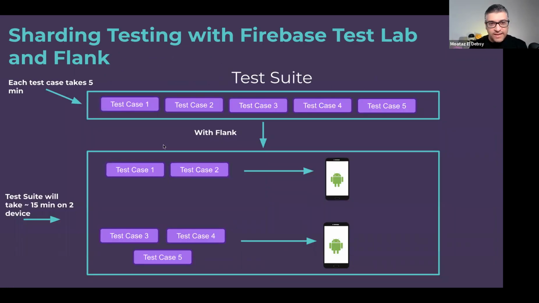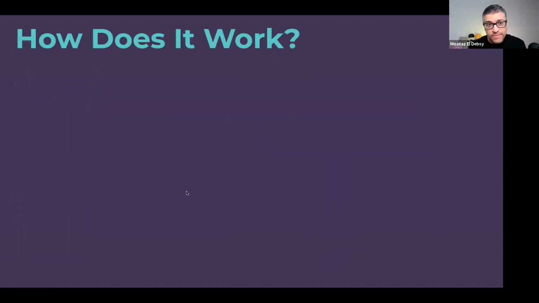So now with Flank, we will rearrange the test run. We have the same 5 test cases, but with Flank, we can now split them. If each one takes 5 minutes, now we can reduce the test execution to 15 from 25, because we are running at the same time. It's roughly, not the exact time, but the idea at the end is that you reduce the testing time and you are running on different devices at the same time.